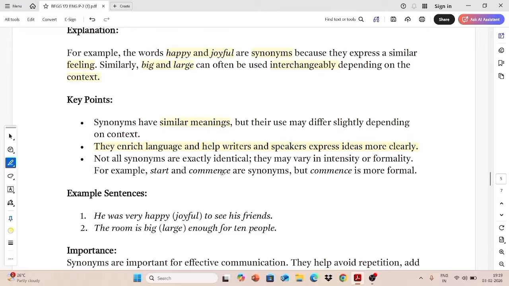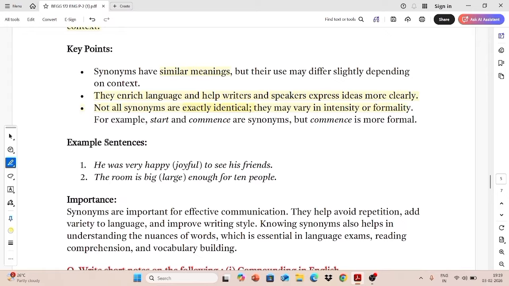Not all synonyms are exactly identical. They may vary in intensity or even formality. For example, start and commence are synonyms, but commence is more formal. So if I have to give you examples in a sentence, he was very happy to see his friends. Instead of using very happy, you can also use joyful. This is a synonym. The room is big. Instead of using the word big, you can say large enough for 10 people.